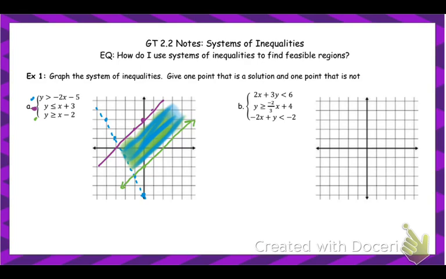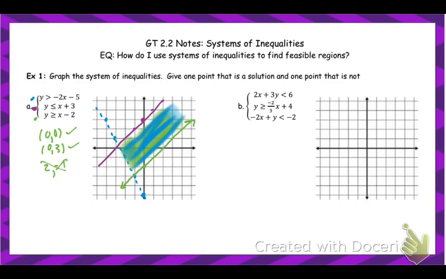So any point that falls within that shaded region or that falls on that solid line would be a solution to this system. For example, (0, 0) would be a solution to this system. (0, 3) would be a solution to this system because it still falls on the solid line. Anything outside of that region would not be a solution. For example, (2, -1) would not be a solution because it falls outside of that shaded region.